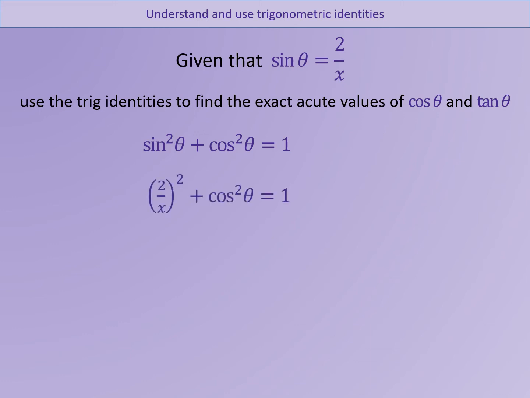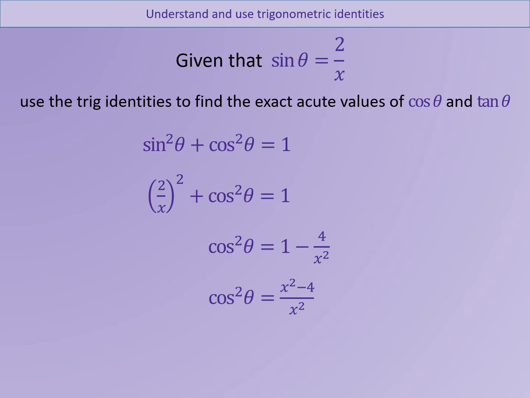So sine squared theta would equal 2 over x squared. And then I'm going to square that fraction, and by squaring a fraction I square the top and the bottom of the fraction, and then I'm going to subtract it from 1 to find the value of cos squared theta, which is my next line of working. And then rather than square root both sides at this stage to find cos theta, I am going to write that right-hand side as a single fraction rather than the subtraction that you're seeing there.